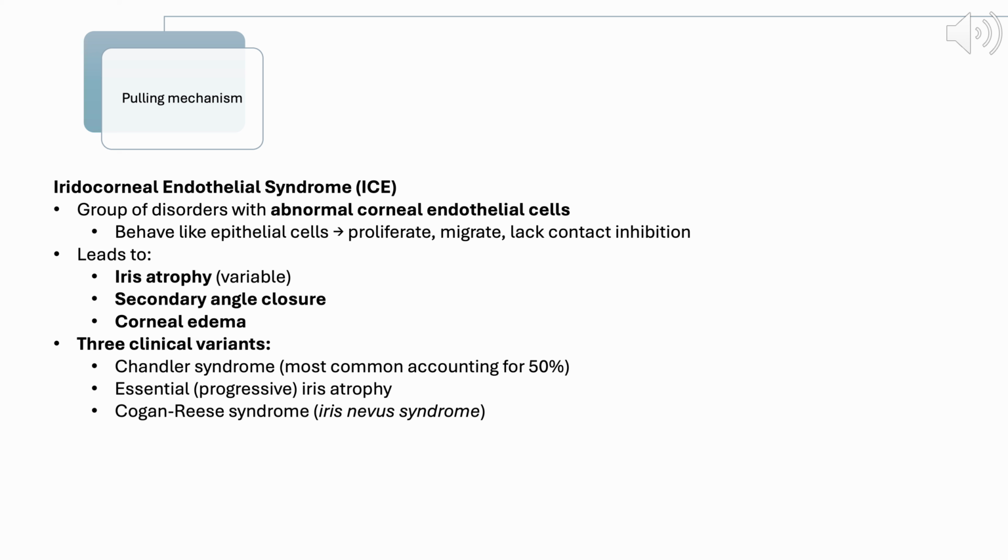Clinically, ICE presents in three distinct variants. Chandler syndrome is the most common, making up about half of all cases. The essential or progressive iris atrophy variant is defined by marked iris changes and hole formation. And finally, Cogan-Reese syndrome, also known as iris-nevus syndrome, is characterized by pigmented nodules on the iris surface.